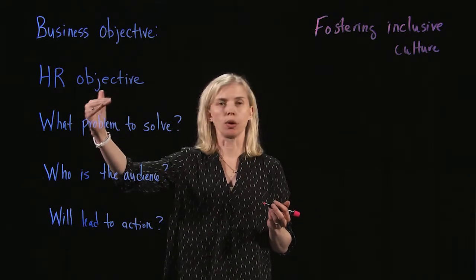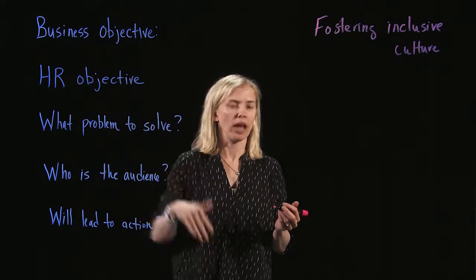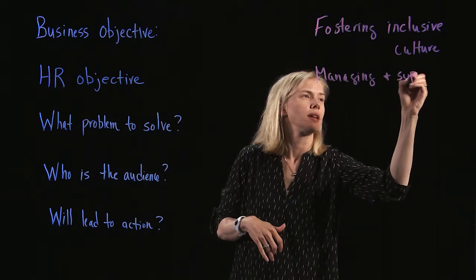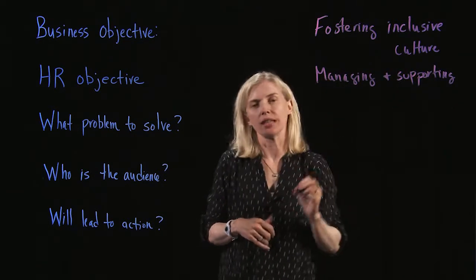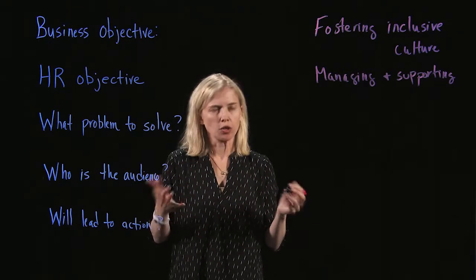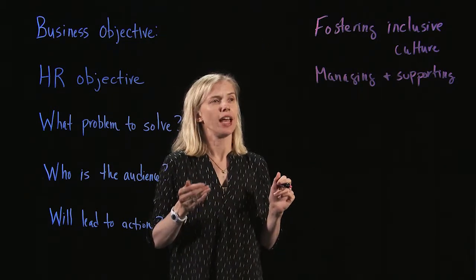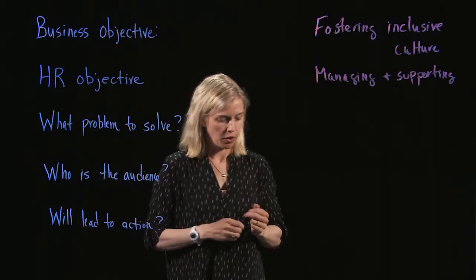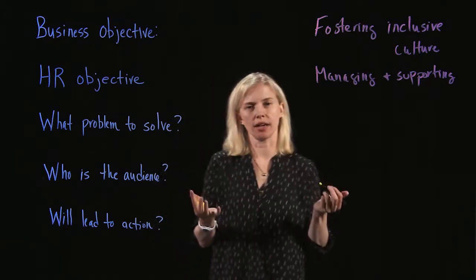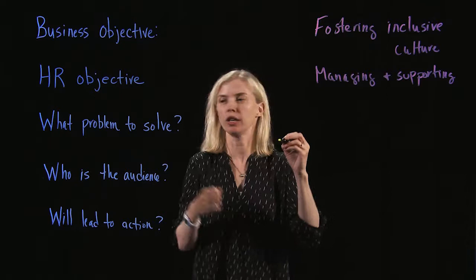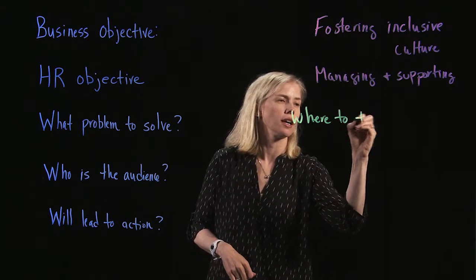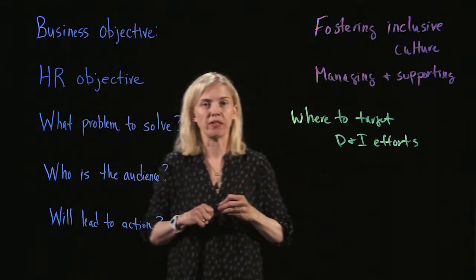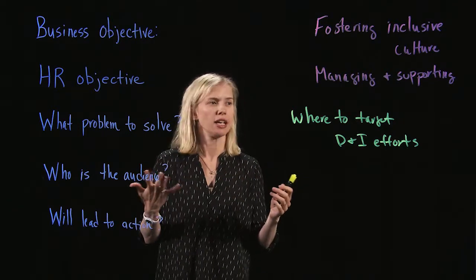Next, we need to think about, well, what's HR's role in helping to achieve that business objective? Well, HR is going to be in charge of managing and supporting managers as they implement and support an inclusive workplace. So with this background of fostering inclusive culture as a business objective and HR helping to manage and support that objective, what problem is this organization trying to solve? They're actually looking at where should they target their diversity inclusion training efforts towards managers. So the question becomes where to target DE&I efforts within the organization, given that there could be variation across business areas or functions or even managers in terms of where support is needed.